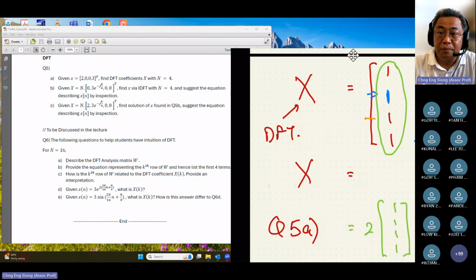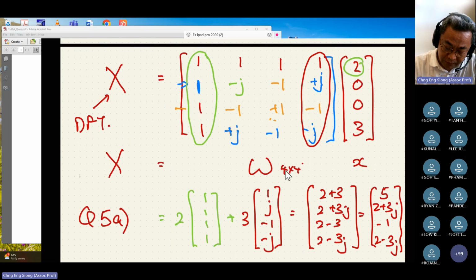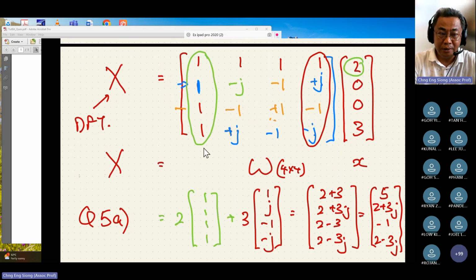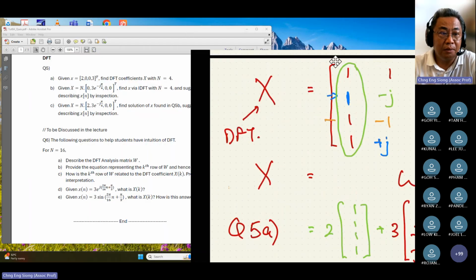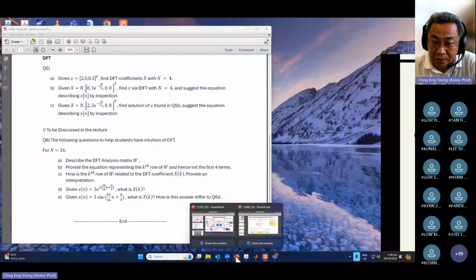So n equals to 4 basically means that the X element has 4 elements and the W matrix is a 4 by 4 matrix. So the unknown is the W matrix and we fill it up. Once we fill it up, then we are doing matrix vector multiplication. That's all. We are doing DFT already. Okay, so this is the DFT matrix. I will now show you some slides which I've prepared.